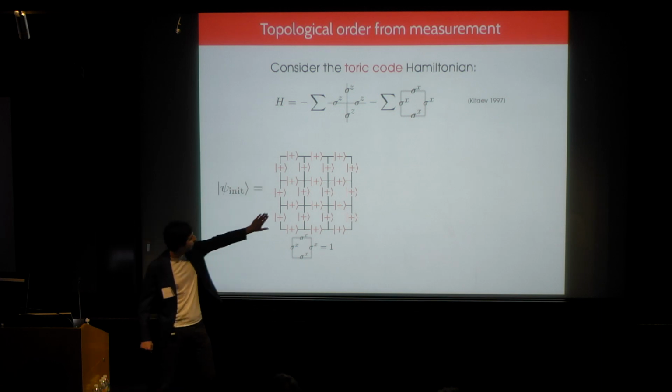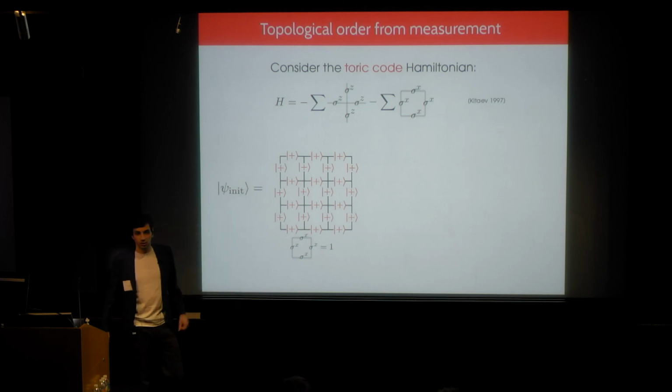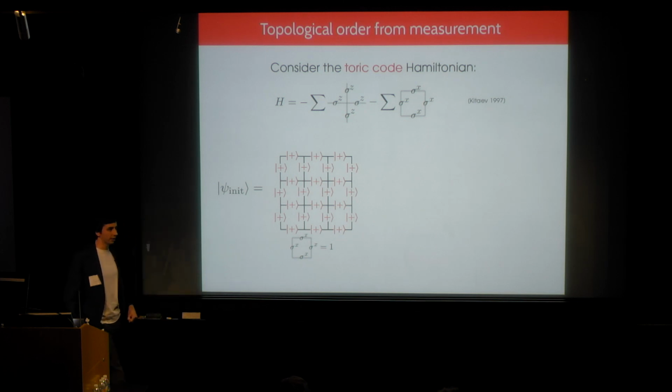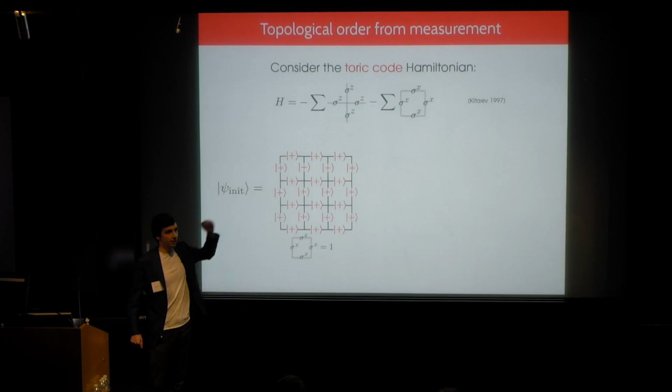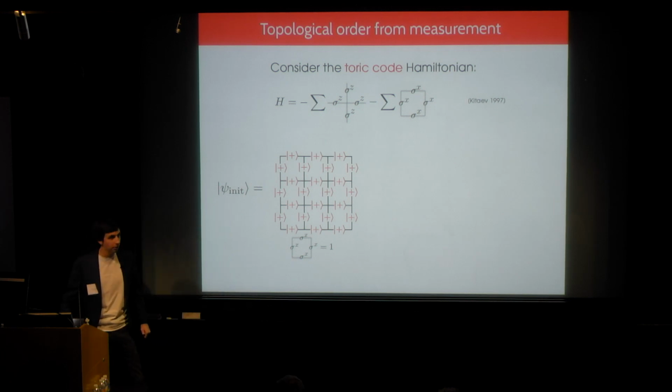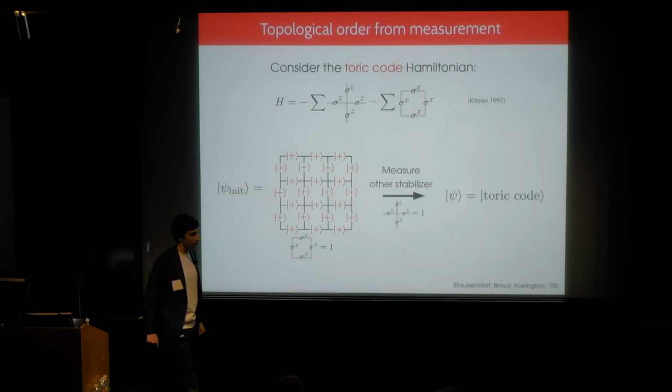In particular, the state is not an eigenstate of that. So it's not a Toric code state. It's an unentangled, boring state. So now, just to get the other term in the Hamiltonian happy, simply measure it. It's a four-body observable. You can measure it in your quantum state.